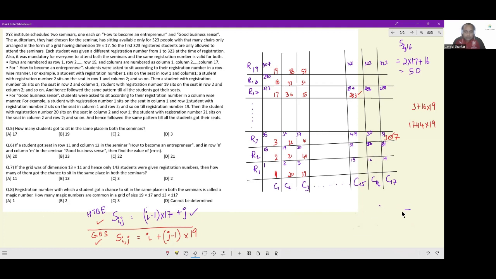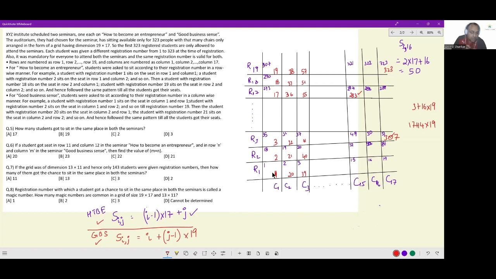Let's see the first question. The first question says, how many students got to sit in the same place in both the seminars? Now, a very cursory glance tells you the first person and the last person, 323 and 1, will definitely sit in the same place. But is there any other place?